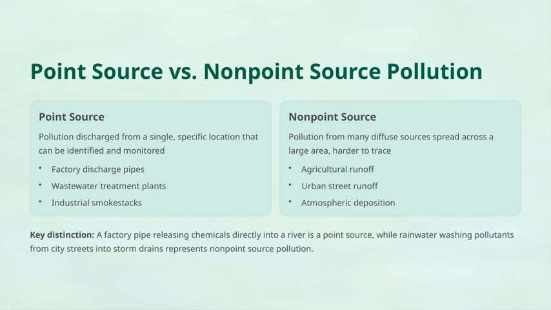The key distinction here is that a factory pipe releasing chemicals directly into a river is a clear example of a point source. It's straightforward to identify and monitor. In contrast, when rainwater washes pollutants from city streets into storm drains, that's non-point source pollution, more diffuse and harder to control or regulate. Understanding this difference is crucial because it influences how we manage and address pollution. Point sources can be targeted directly, while non-point sources often require broader landscape or community-based solutions. This distinction helps us develop effective strategies to protect our water quality across different scenarios.